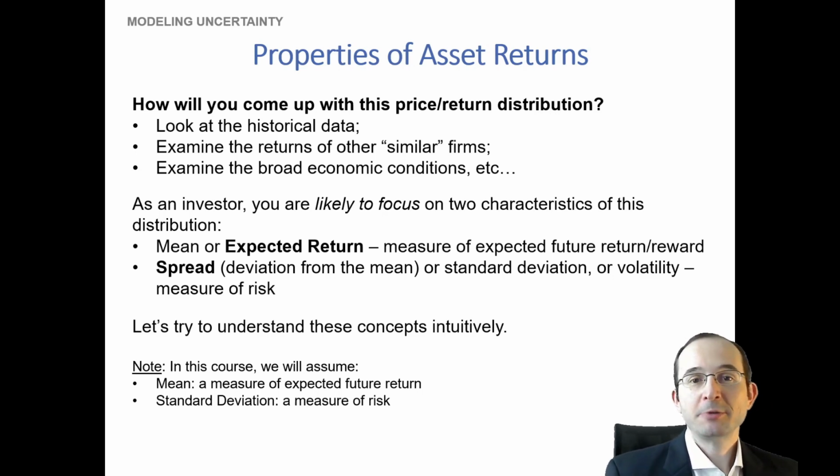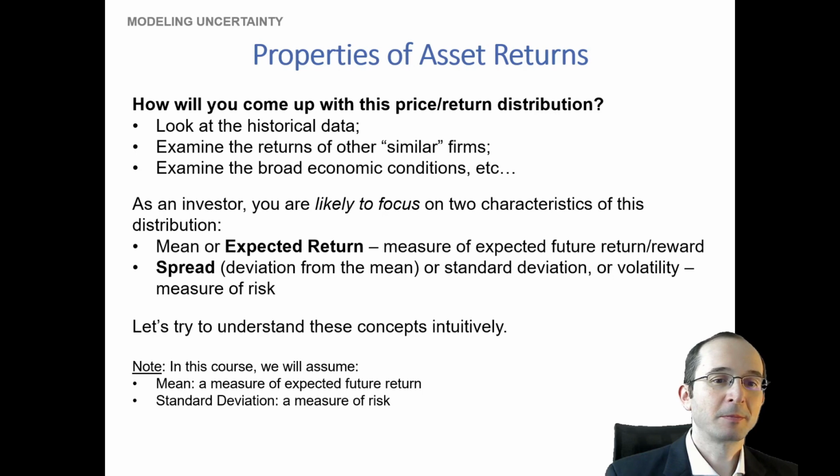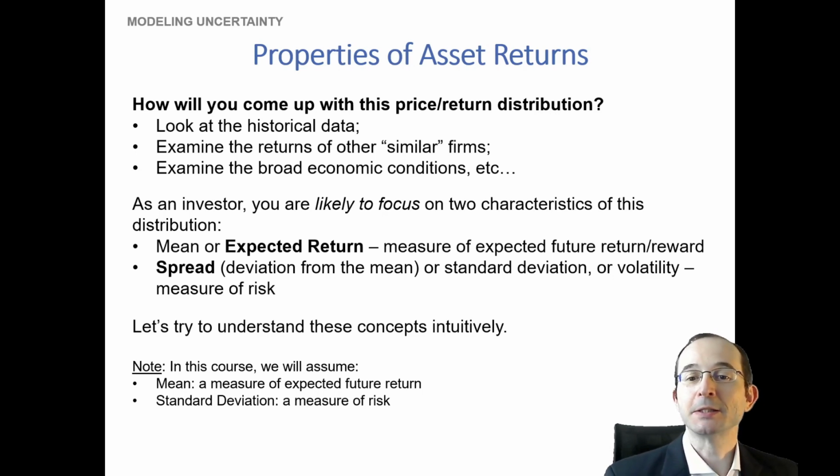But at bottom, there's really sort of two characteristics that we really want to hone in on. The first is the expected return. In other words, what we might expect the price change to be at some period ahead, and the variability in this return, some deviation from the mean. So let's think about these intuitively, and why it is that investors really should care about these primarily.